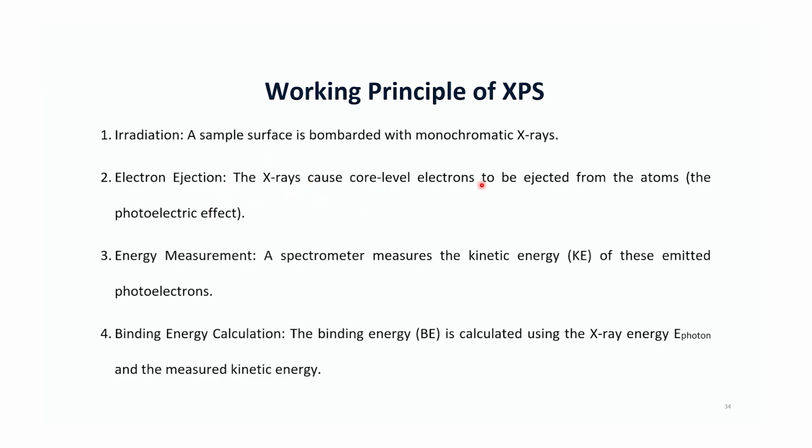X-rays will cause core level electrons to be ejected from the atoms. Energy measurement: the spectrometer will measure the kinetic energy of these emitted photoelectrons. So, X-ray is falling on your sample, causing the core level electrons to be ejected from the atoms, which is the photoelectric effect. Then what is your spectrometer doing? It is measuring the kinetic energy of these emitted photoelectrons that are jumping.